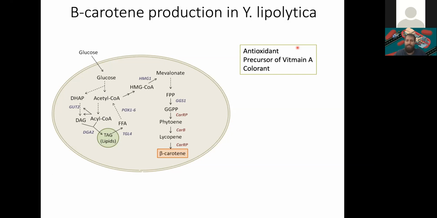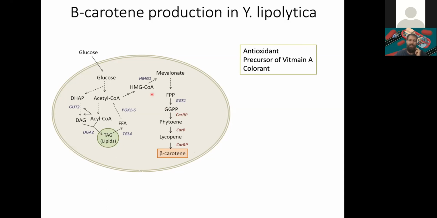Beta carotene is used because it's an antioxidant, it's a precursor of vitamin A, and it's a colorant. So it's used a lot in the beverage and food industry. It's used in cosmetics a lot. It's used in food supplements and many other things. So the thing is that Yarrowia is not able to produce beta carotene by itself, because it lacks these genes here in red.